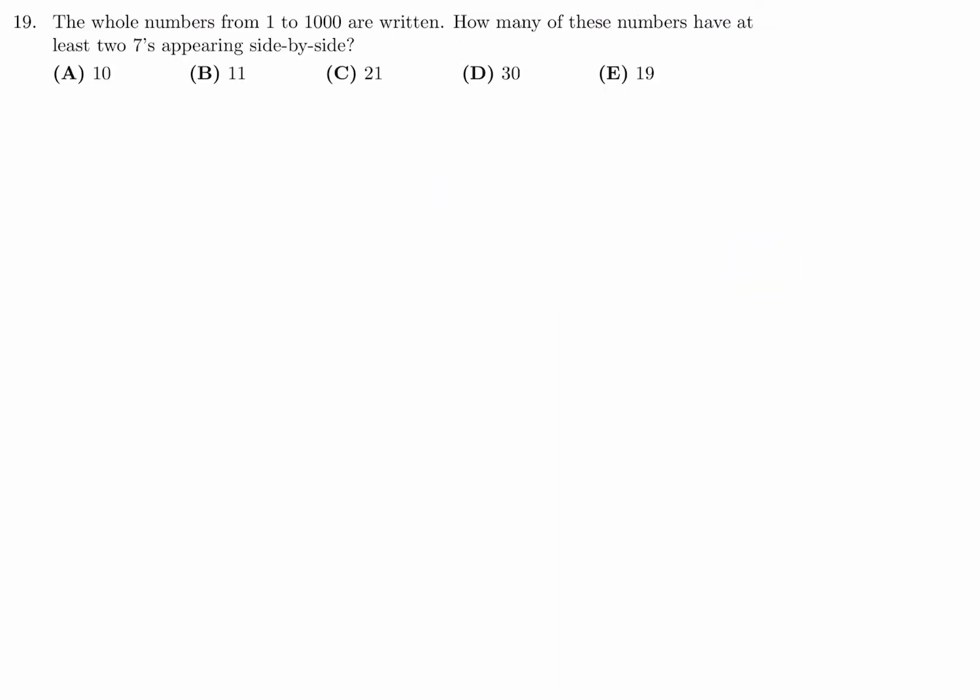The whole numbers from 1 to 1,000 are written. How many of these numbers have at least 2 7s appearing side by side? So the first scenario will be if you have a number of this form where you have 7, 7 like that. And then the other digit can be anything. And that digit can be anything from 0 to 9. So that's 10 possibilities, right? So there's 10 numbers that look like that.